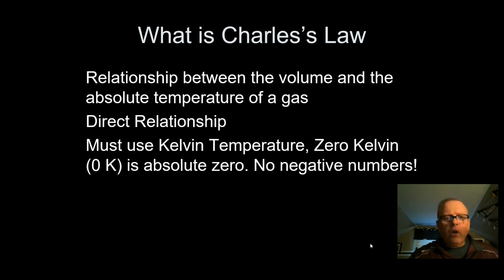In order for Charles' law to work, we have to use Kelvin temperature. Kelvin temperature is the absolute temperature. 0 Kelvin, 0K is absolute zero. It is the lowest energy state possible, and at absolute zero, all molecular motion ceases. It's kind of an interesting concept. It's never actually been done in a lab, but if you want to take a look on that, you can find some interesting information on it. The advantage of using Kelvin is it has no negative numbers.